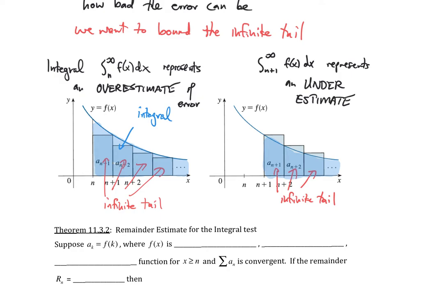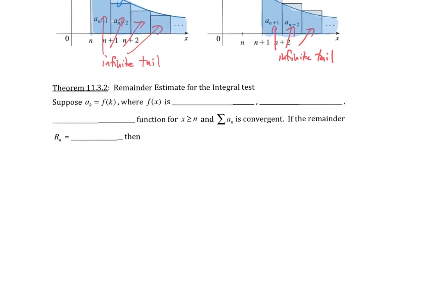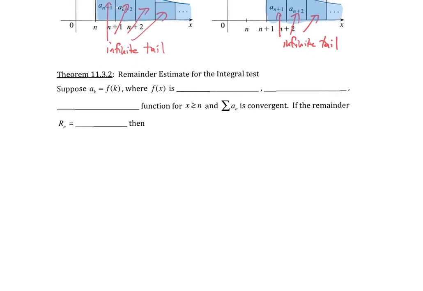Okay, so we can really bound the amount of error by calculating two integrals. One integral that starts at n and the other integral that starts at n plus 1. So these ideas are what we mean when we talk about the remainder estimate for the integral test.